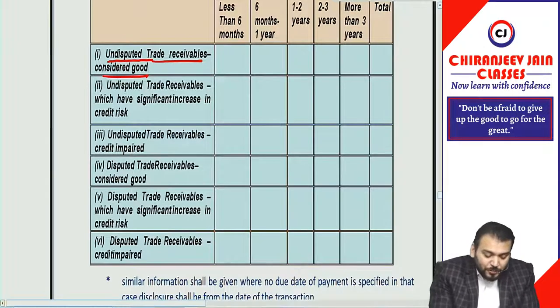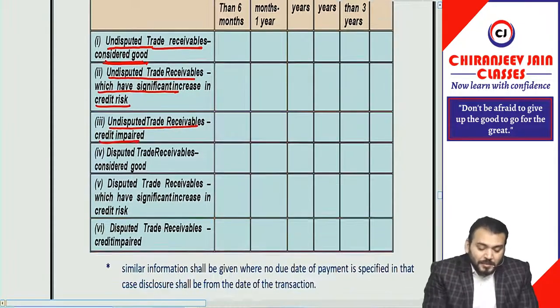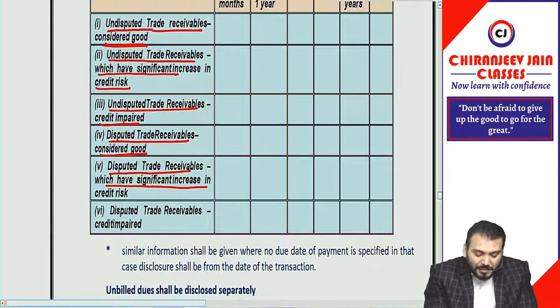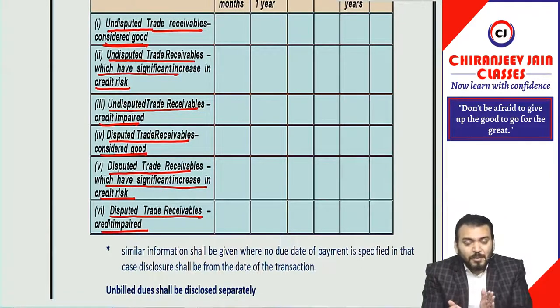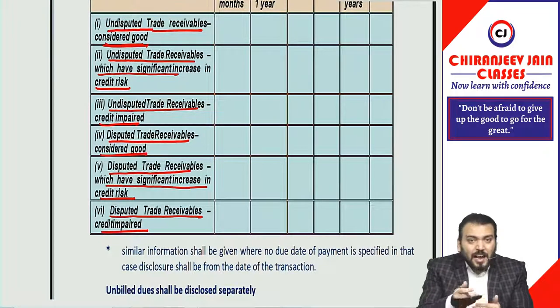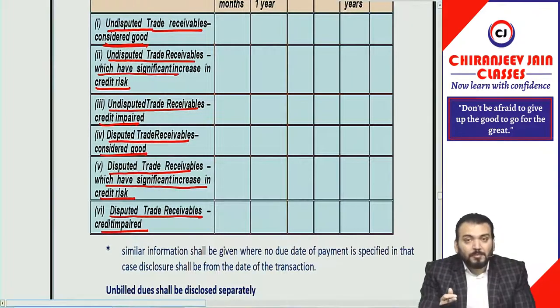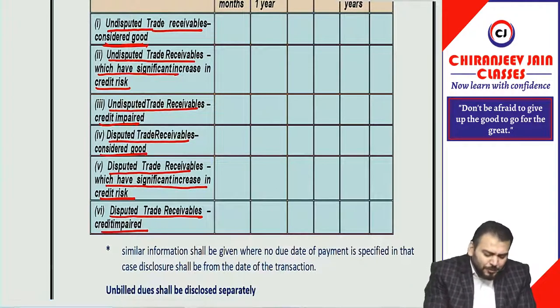It means we now also need to classify trade receivable into undisputed and disputed. You can see: undisputed trade receivable considered good, undisputed trade receivable which have significant increase in credit risk, undisputed trade receivable credit impaired, then disputed trade receivable considered good, disputed trade receivable which have significant increase in credit risk, disputed trade receivable credit impaired. Understood this point? So now they have said that trade receivable will also be categorized into undisputed and disputed, and then the same for disputed.